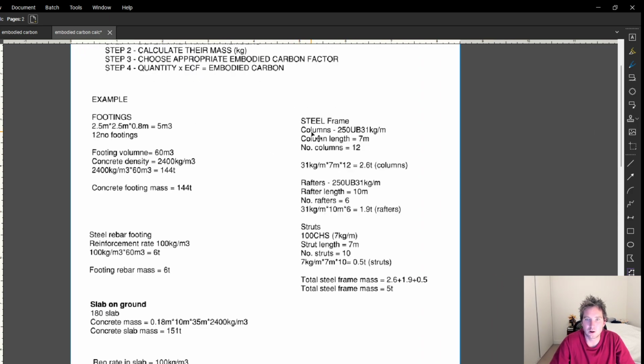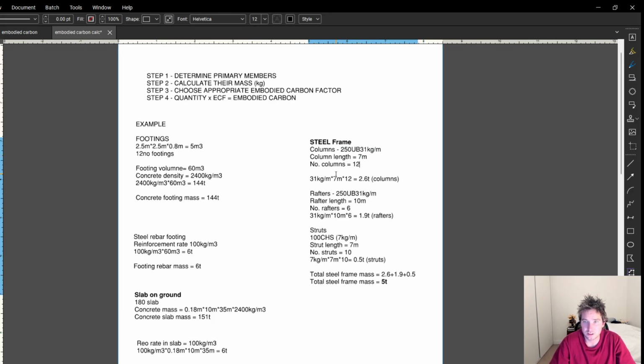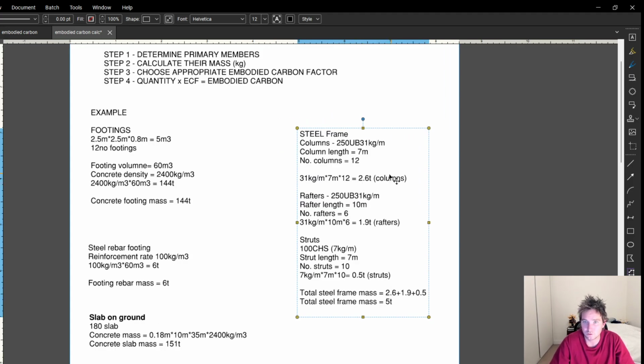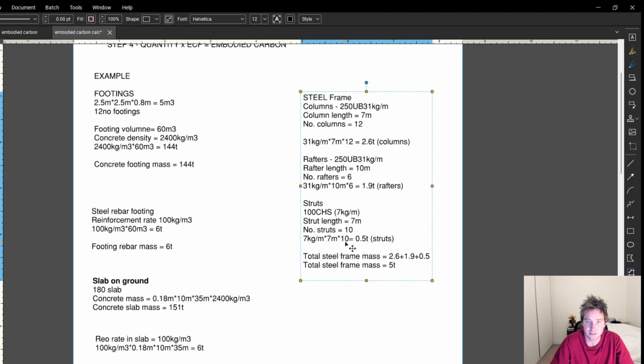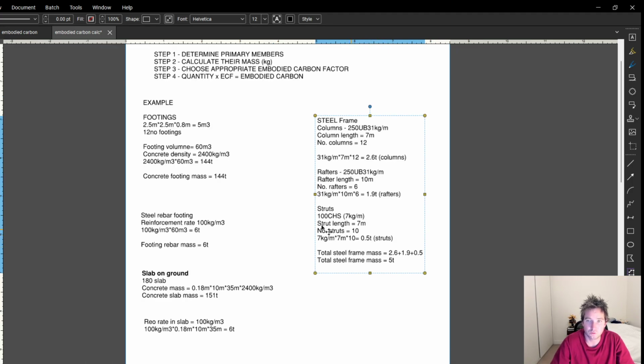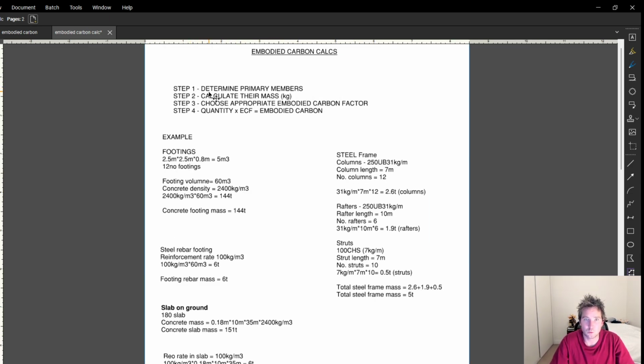So I won't go too much into detail, but for instance, my columns are 250 UB31, so I know they're 31 kilograms per meter. The column length is 7, and I've got 12 of them, so I times those together and end up with 2.56 ton for my columns. I get 1.9 ton of steel for my rafters, and half a ton of steel for my CHS struts. So now we've done step 1 and 2.